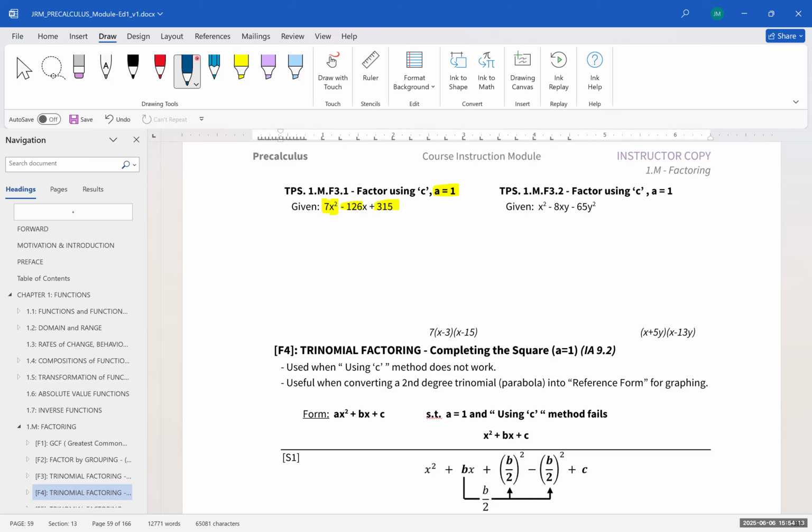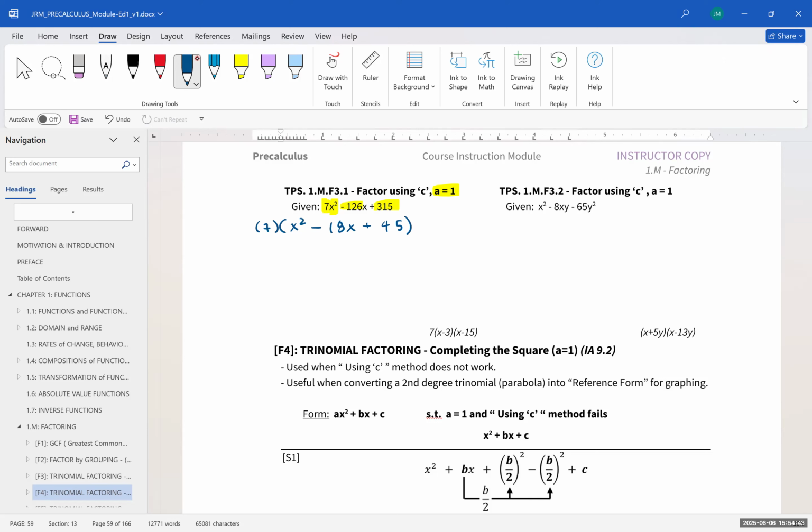All right, so if we begin by factoring out a 7, then if we factor a 7 out of 7x squared, we're left with just x squared. And if we factor out a 7 out of 126x, then we get a negative 18x. And if we factor out a 7 from 315, then we get 45.